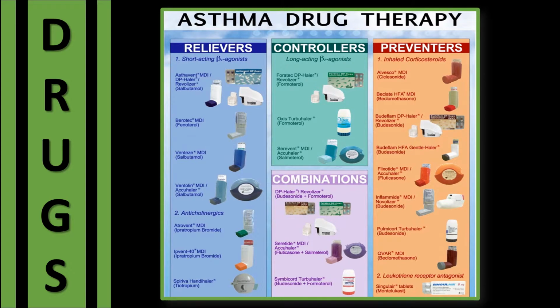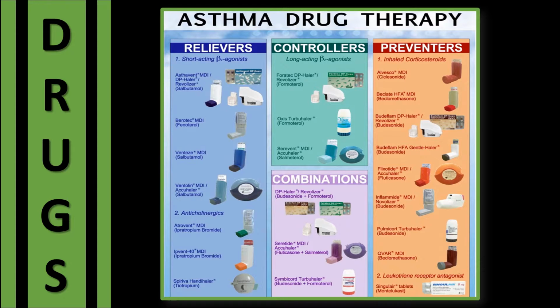This table shows the common asthma drug therapies. For an acute asthma attack, you would want to use a reliever like a short-acting beta-2 agonist like albuterol, or an anticholinergic like ipratropium bromide. Long-acting beta-2 agonists are known as controllers. They help to prevent acute exacerbations of asthma. Those will be your formoterol and your salmeterol.